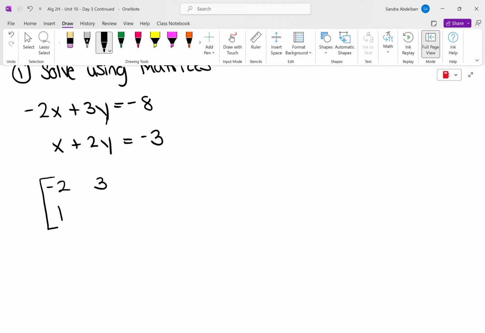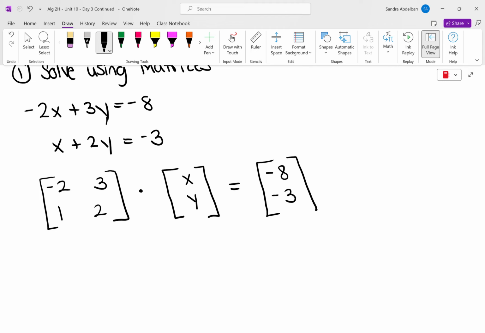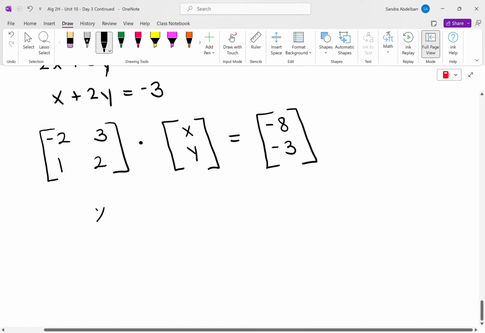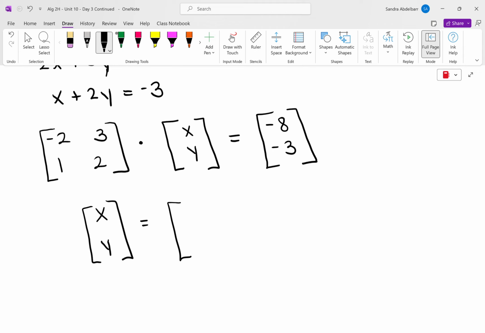So what we want to do is set up our coefficient matrix, which is negative 2, 3, 1, 2. That's going to be multiplied with my variable matrix, which is X, Y. And that's going to equal my solution matrix, which is negative 8, negative 3. Anybody confused with how I set up these matrices? Where I got any of those numbers from? Perfect. So now when I want to solve for X, Y, I need to get X, Y by itself.